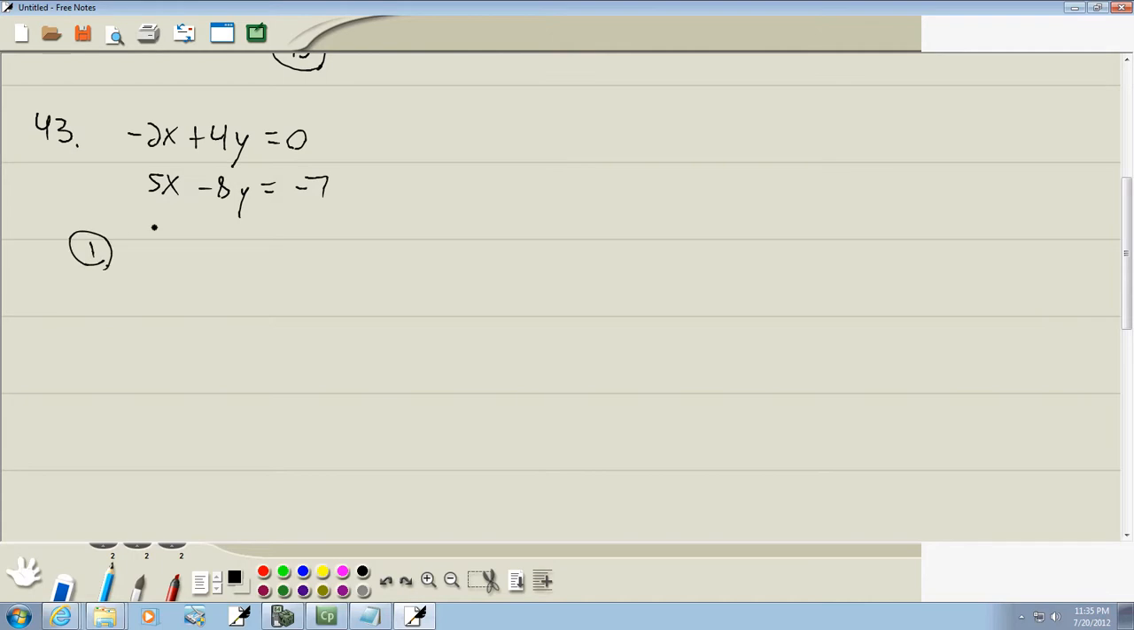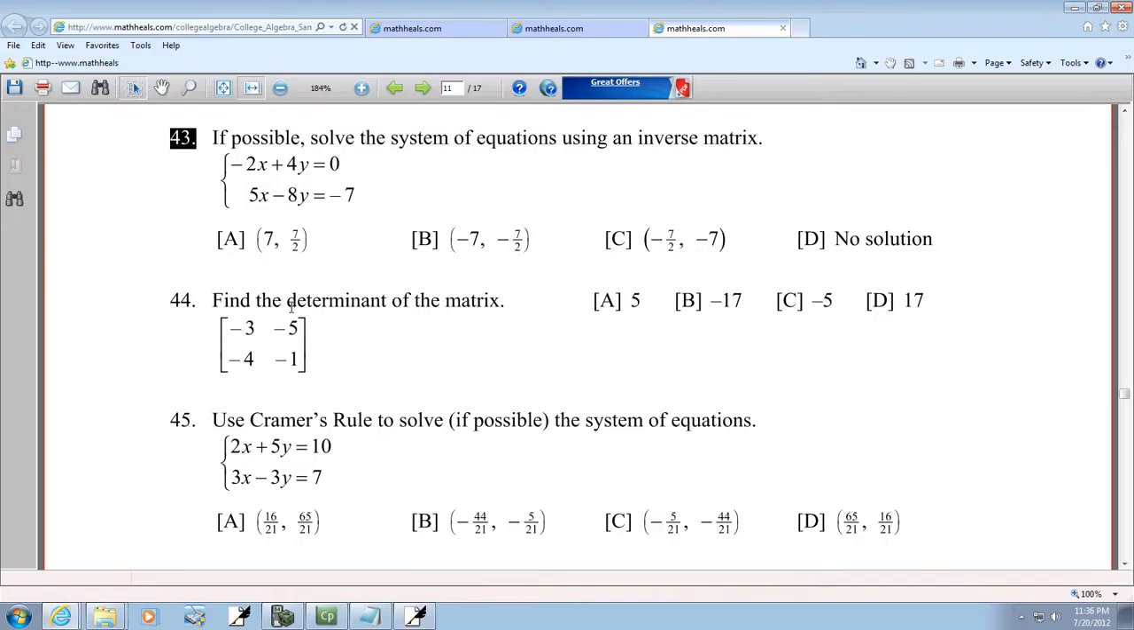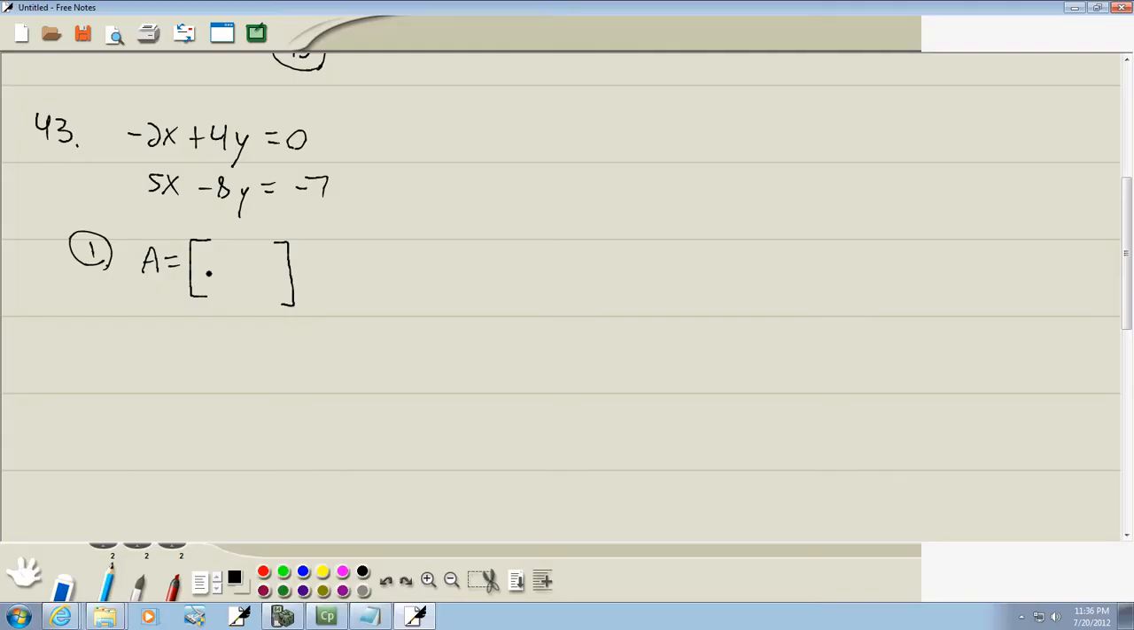Now, first thing we need to do is to write down our A and B matrix. Now, A, in terms of this method, using the inverse matrix, is going to be the numbers off of our variables, the coefficient matrix. So that'll be negative 2, 4, 5, and negative 8. B is going to be our numbers on the right side, which are 0 and negative 7.